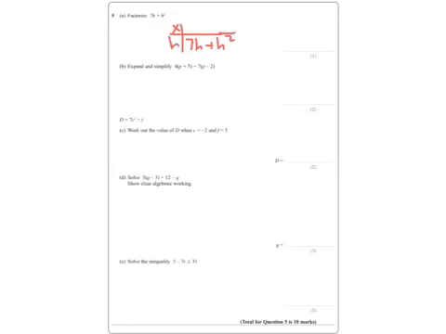Well, h appears in both. H times what makes 7h? Well, that's 7, and h times what makes h squared? H. So therefore our factorising is 7 plus h.